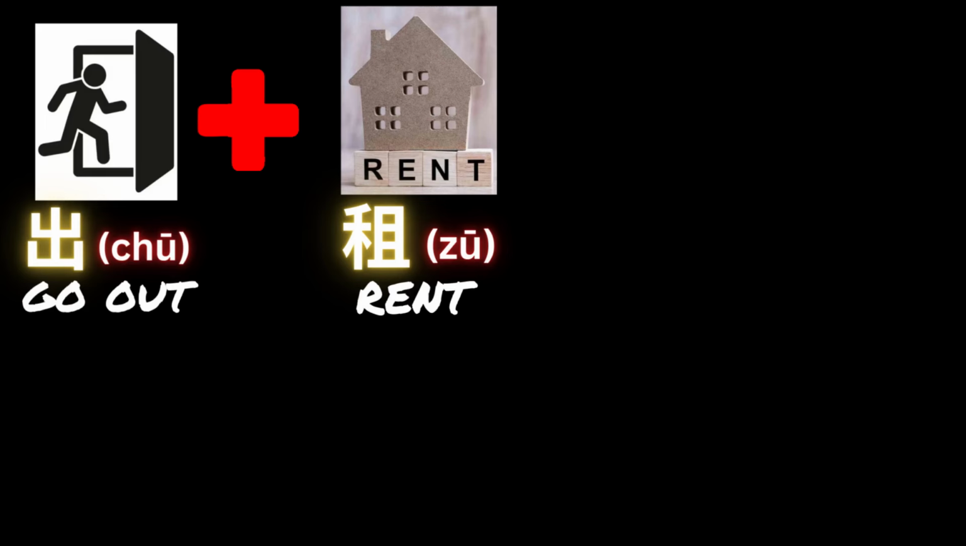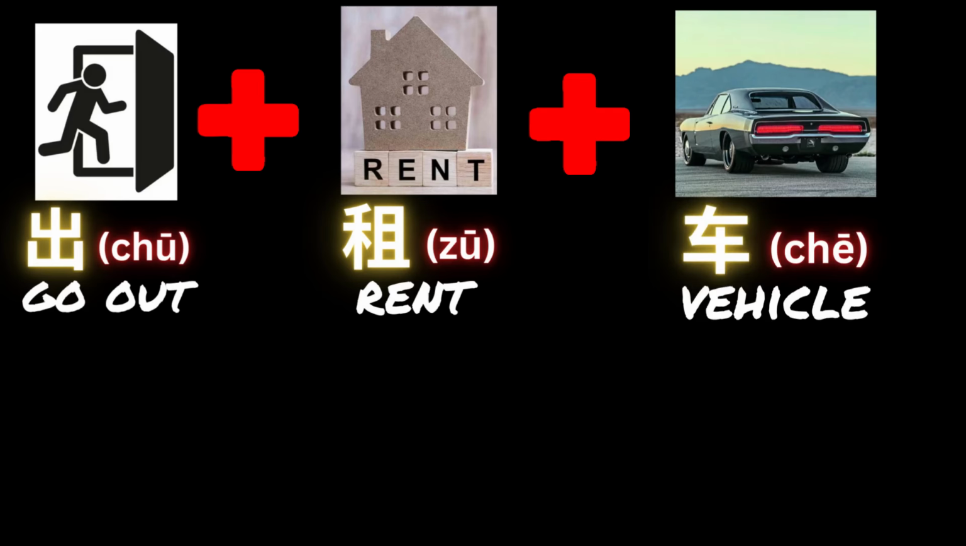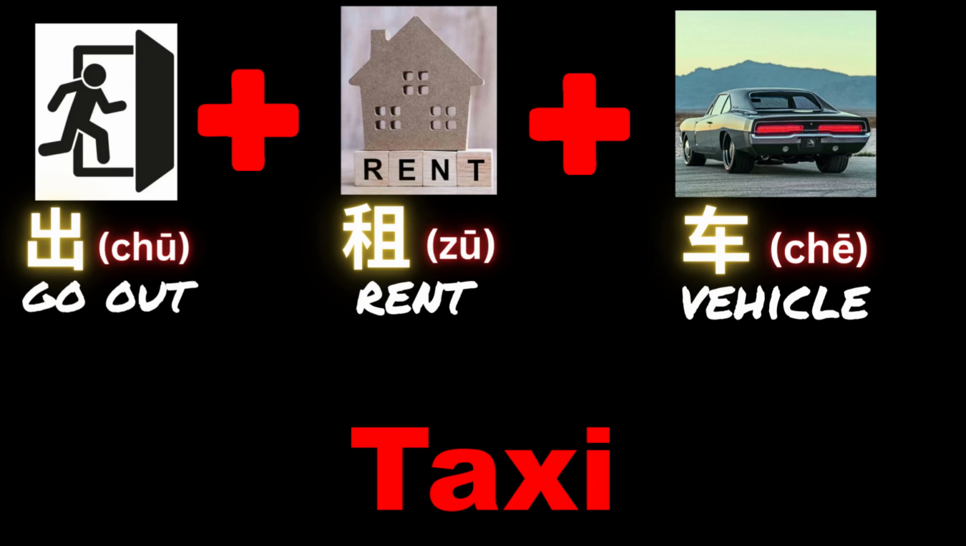Here's one that I think you'll be able to get. It's 3 characters. If you take chu, which means go out, and add zu, which means rent, and then add che, which means vehicle, you literally have go out, rent vehicle, or 出租车. Think of it like this, rent out vehicle. Any ideas? Did anyone guess taxi? Because that's what it is. 出租车 means taxi.